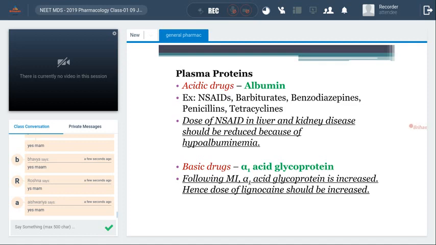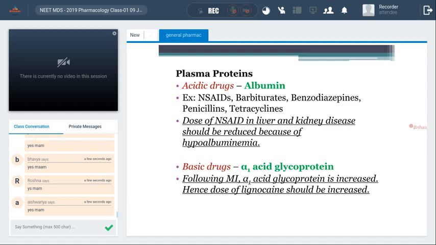Then we spoke about tissue distribution. Now, before going into the tissues, say from the blood, the drug is going into the tissues. It is there in the blood, isn't it? In what form can it be there in the blood? It can be in the bound form or it can be in the free form. It can bind to some proteins in the blood, that is plasma proteins, or it can be in the free form.